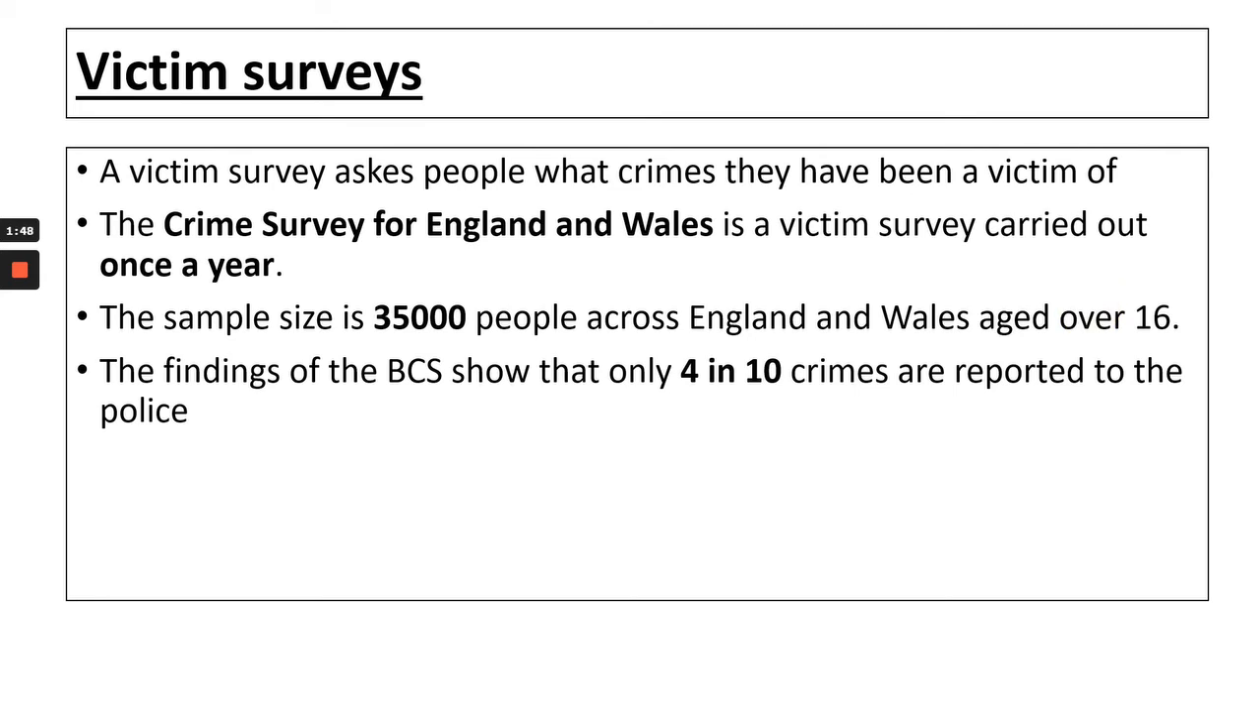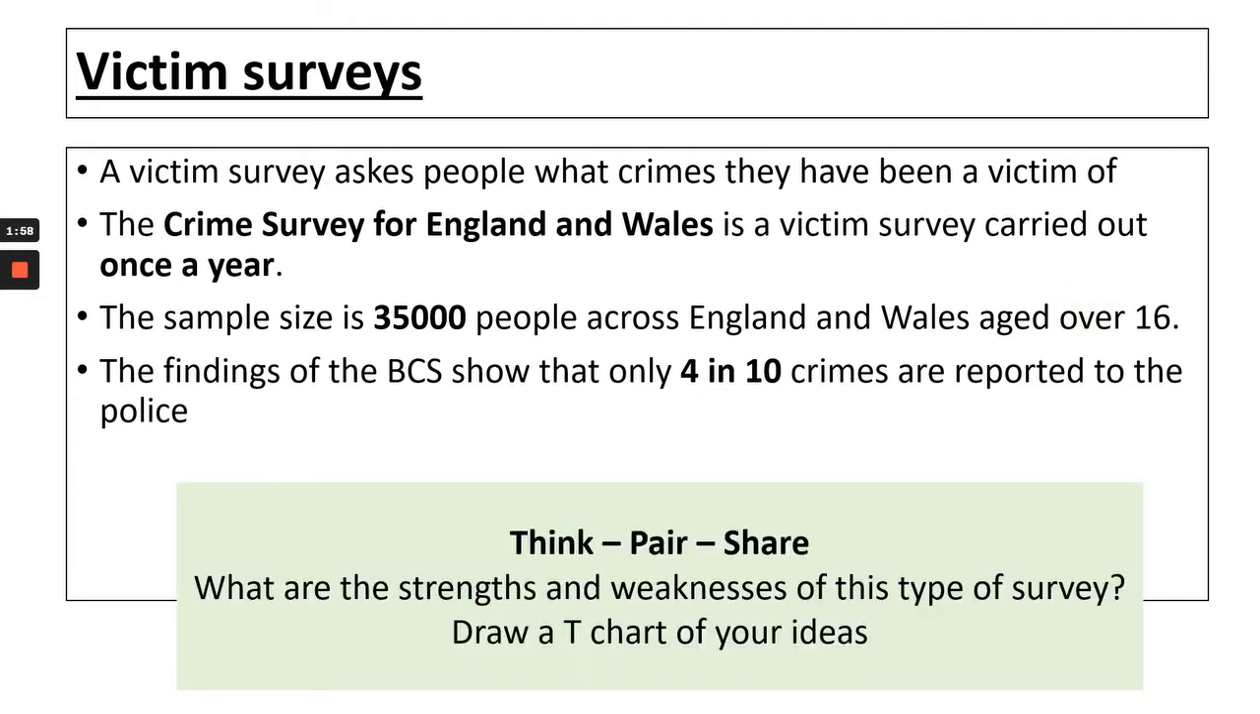The findings of the survey show that only 4 in 10 crimes are reported to the police, so that tells us that around 60% of crimes that are occurring are going unreported. Once you've jotted down that information, I would like you to draw a T-chart in your books of strengths and weaknesses. On the left-hand side, tell me what some of the strengths of victim surveys are, and on the right-hand side, what some of the weaknesses are. Maybe pause the video here, have a go at doing it yourself, and then we will discuss.